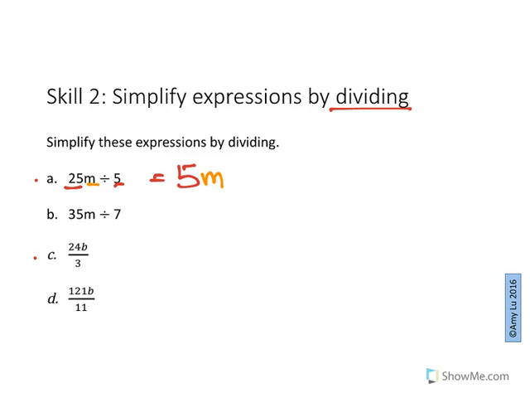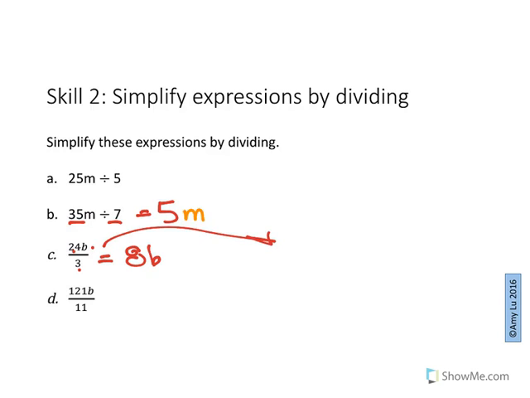Now when it's a fraction, this is the same thing as saying 24b divided by 3. So you can figure that out. At this time, pause and complete B, C, and D. So B is 35m divided by 7, which means 35 divided by 7 leaves you with 5m. 24 divided by 3 will make 8, and the leftover is B, because you're multiplying to B.